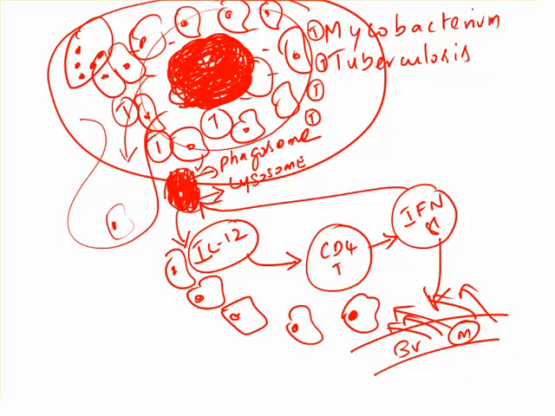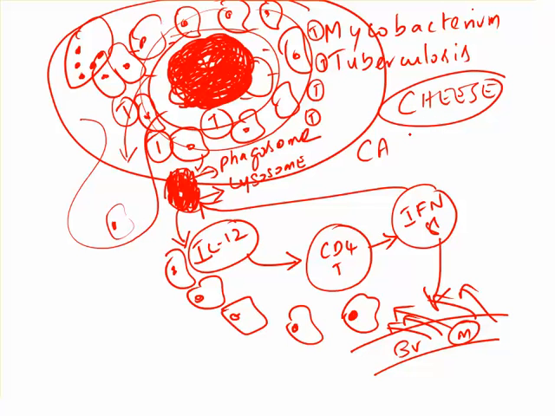Understand? Okay, now there is necrosis in the center of the granuloma, right? This necrosis looks like cheese. You all know cheese, right? It looks like cheese, and that's why it is called caseous necrosis. Caseous means cheese-like.